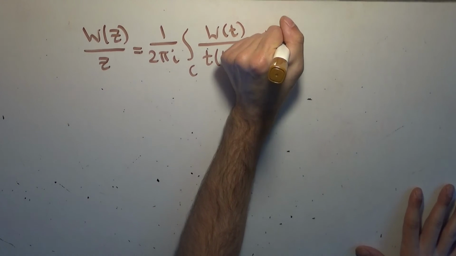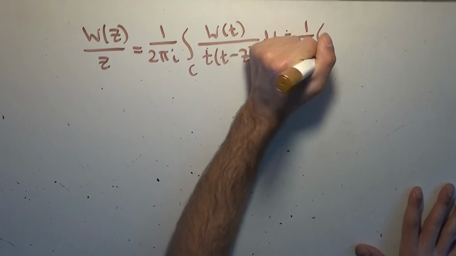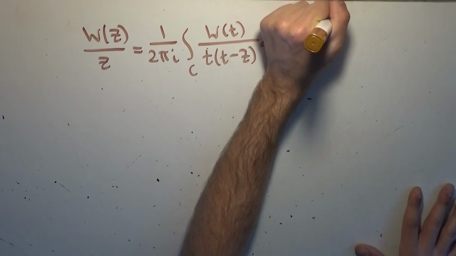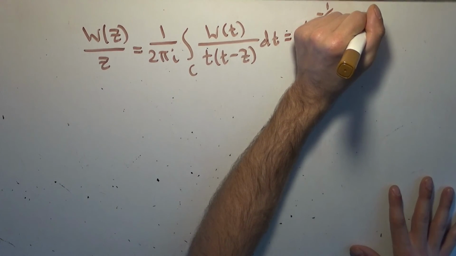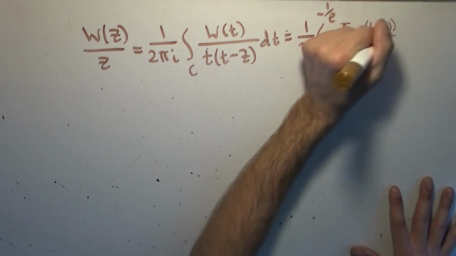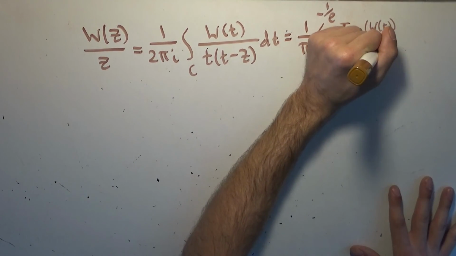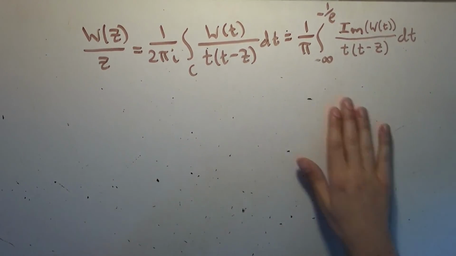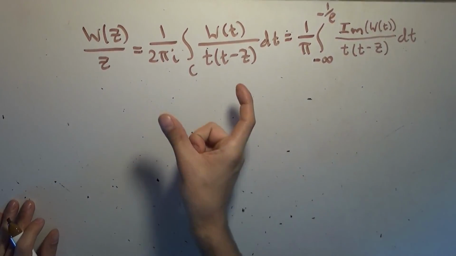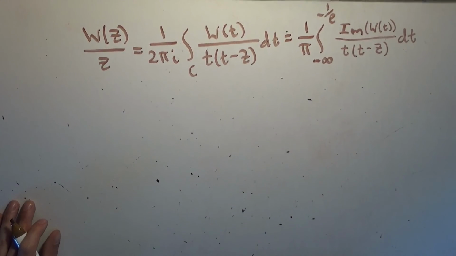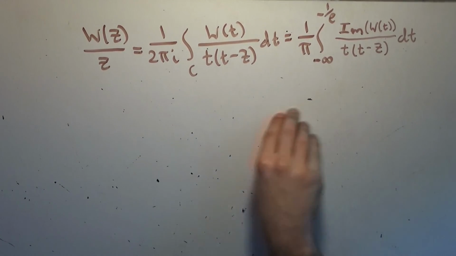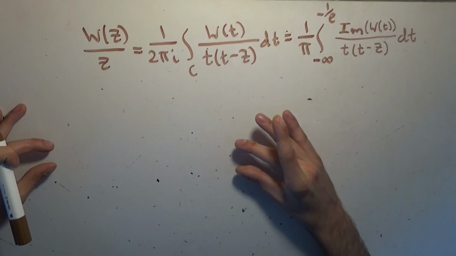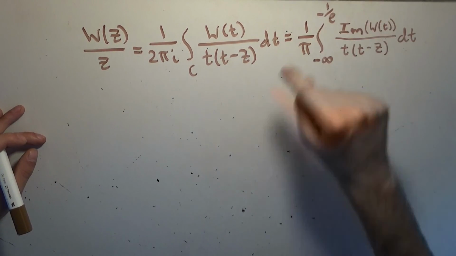which, given that we just showed that those integrals over the circle contours go to 0, is actually equal to 1 over pi times the integral from negative infinity to negative 1 over e of the imaginary part of w of t over t times t minus z dt. Right, this was the result that we showed before, and the fact that we can just say these two things are equal is because we're able to, more or less heuristically, show that the integrals over those two circle contours go to 0, and so we're just left with these two line integrals in the plane, which slowly wrapped around the negative real axis, around this branch cut from negative infinity to negative 1 over e.